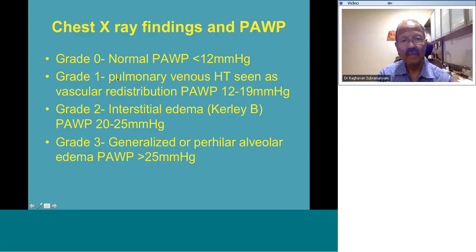Roughly, this corresponds to the pulmonary venous pressure. Normal pulmonary venous pressure is less than 12. When the upper lobe veins are prominent with cephalization or redistribution, we believe the pulmonary capillary pressure must be around 12 to 19. When you have Kerley lines, it must be in the range of 20 to 25. When you have fluffy shadows and alveolar edema, it must be 25 or above.